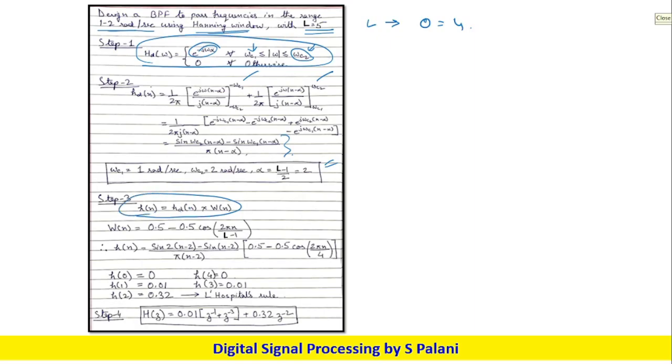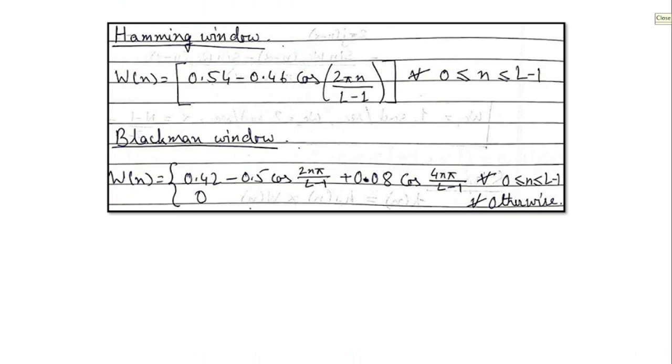So h'[n] is equal to hd[n] multiplied by w[n]. So what is the w[n] equation? The w[n] equation is this one: 0.5 minus 0.5 cos of 2 pi n divided by L minus 1, or N, the order of the filter. Okay. So calculate these w[n] values, multiply them with the hd[n] values, and once you have got this, you go for the computation of H(z). Okay. So for Hamming window and Blackman window also, we can go in this fashion.